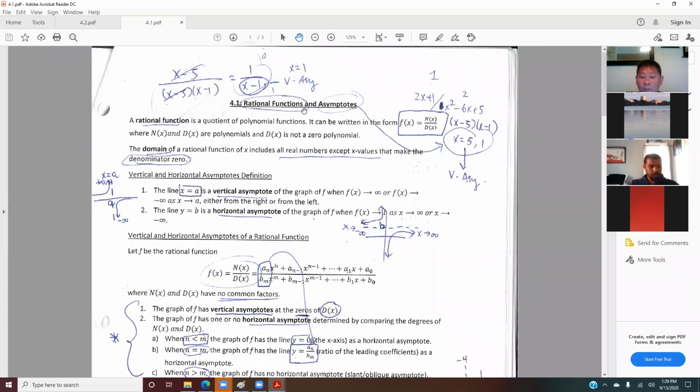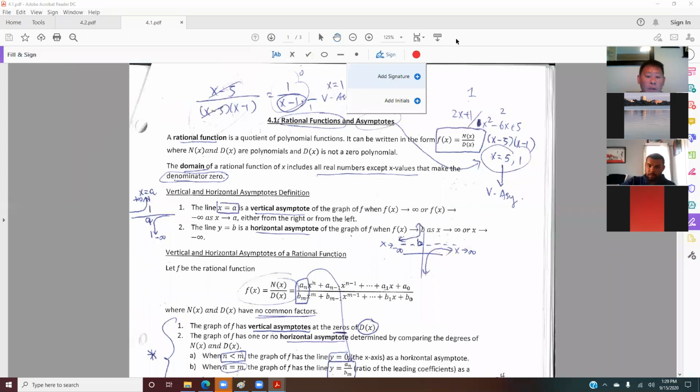This is called rational functions and asymptotes. The first thing we'll talk about is how we figure out your asymptotes. Your domain comes first. In order to find your domain, it's going to be all real numbers except where x makes your denominator become 0.